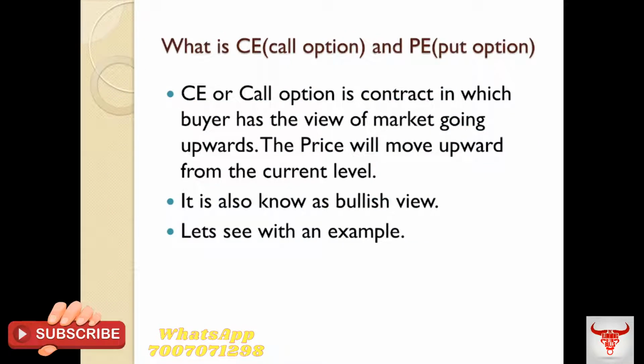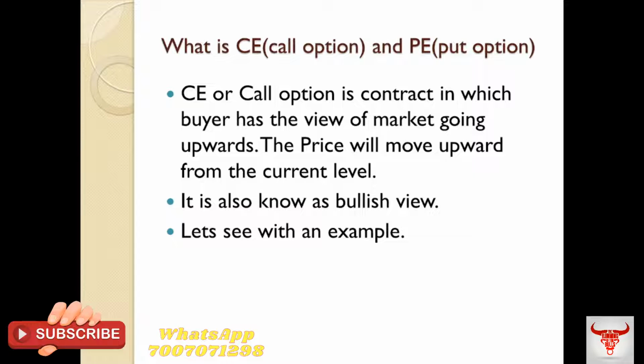CE is known as the call option and PE is known as the put option. CE, or call option, is a contract in which the buyer has the view of the market going upwards. Whenever we have a view that the market or the price will move up, we'll buy a CE. The price will move upward from the current level.